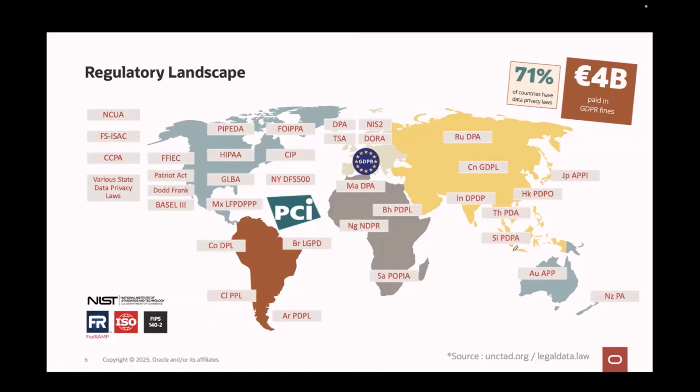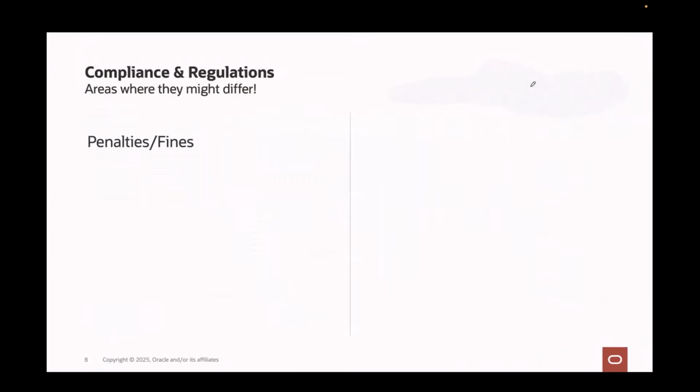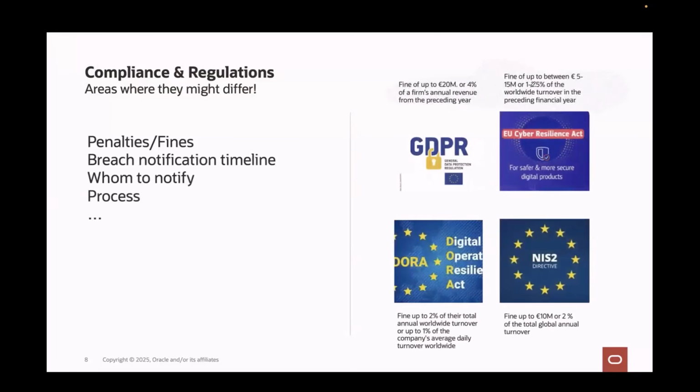If you look at the compliance and regulations, each regulation is quite different from the others. They may differ on penalties and fines. They may differ on breach notification timelines. Some say within 24 hours, some say within 72 hours. Whom to notify: whether you need to notify the regulatory bodies, supervisors, or you need to go public or have a press conference. And they differ from a process perspective as well.